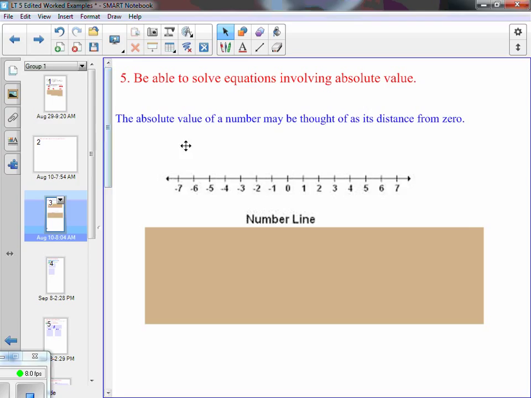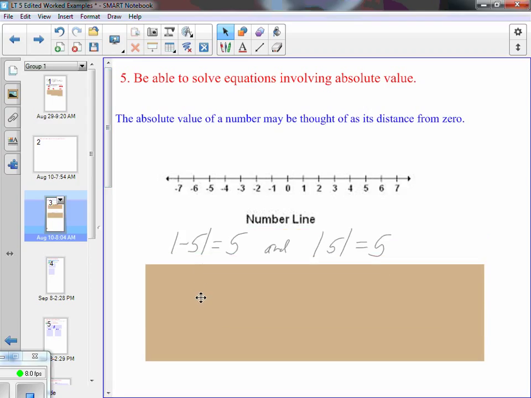So, for instance, the absolute value of negative 5 equals 5. Because if you put a point here on negative 5, how many spaces away from 0 is it? 5. But there's another number that also has an absolute value of 5. And that's 5, because it is also 5 spaces away from 0. For any given positive number, there are always 2 numbers that have that absolute value, aren't there?